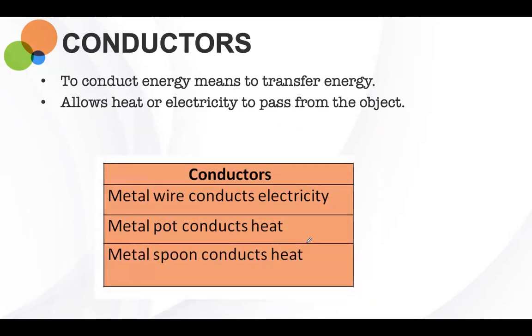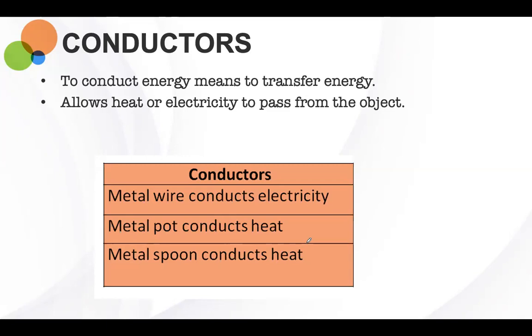On the other hand, conductors. To conduct means that you transfer energy, right? So you allow heat or electricity to pass from one object to another object. Some examples of conductors would be metal wires. They are used to conduct electricity, right? A metal pot, of course, is used to conduct heat, right?